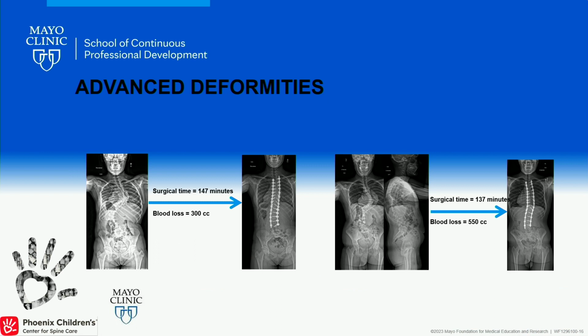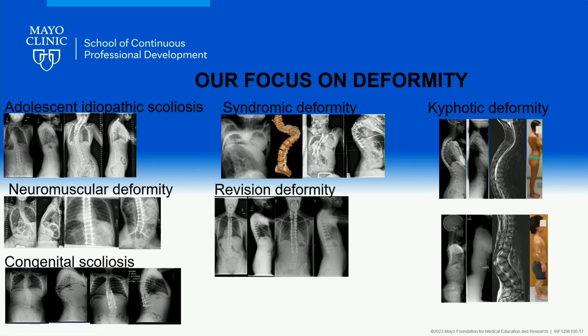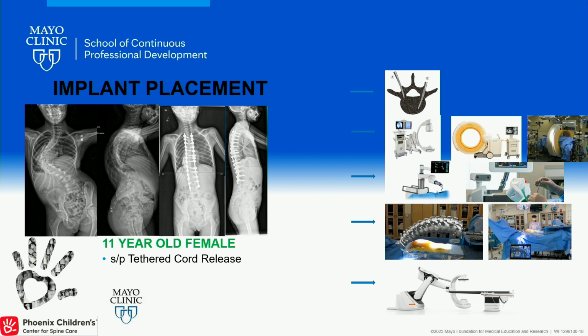And this is, again, highlighting how we can efficiently do surgeries and get significant correction without using those. So our focus today is on the deformity, particularly of all different kinds: adolescent, neuromuscular, congenital, syndromic, revision, kyphosis. And what are some of the things that we can use?